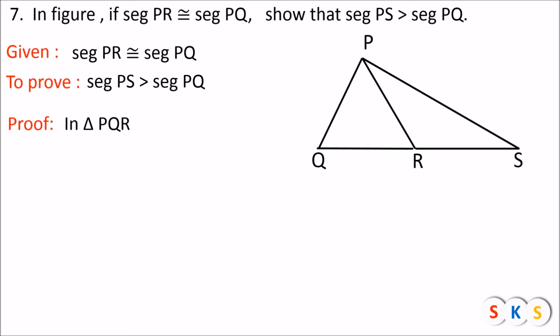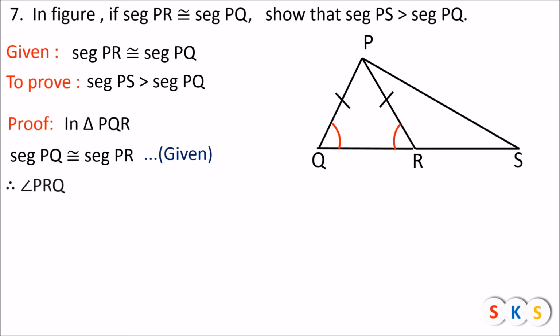It's a given. And we know that if two sides of any triangle are equal, then the angles opposite to them will also be equal. So what are the angles opposite to those two equal sides? Please look at this figure. Angle Q and angle R are the angles opposite to sides PQ and PR. Therefore, angle PRQ is congruent to angle Q, according to the isosceles triangle theorem, and it's equation number 1.